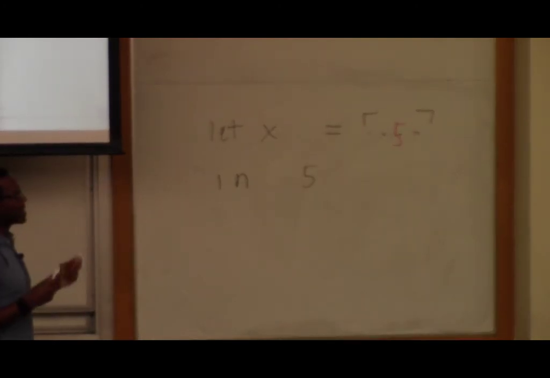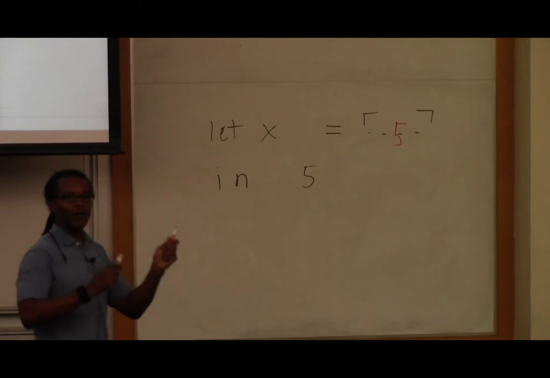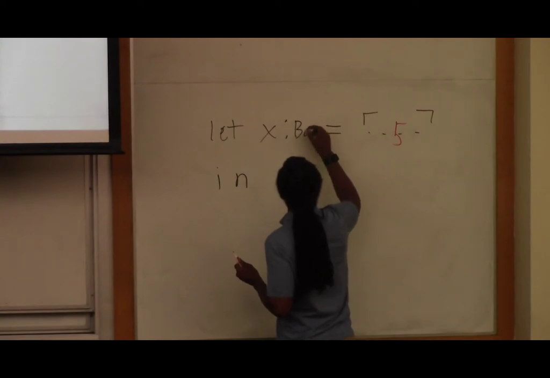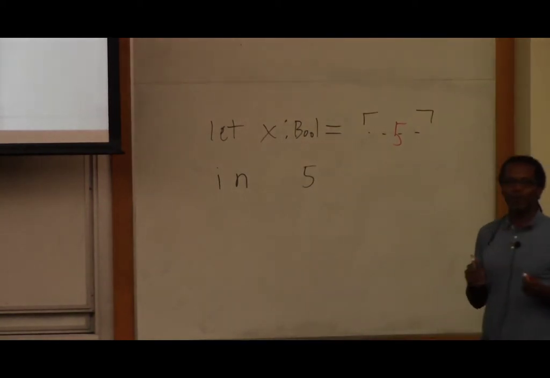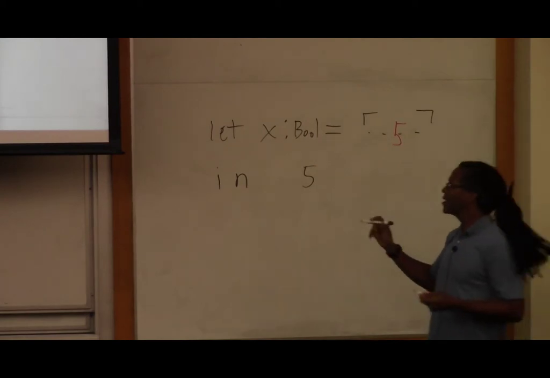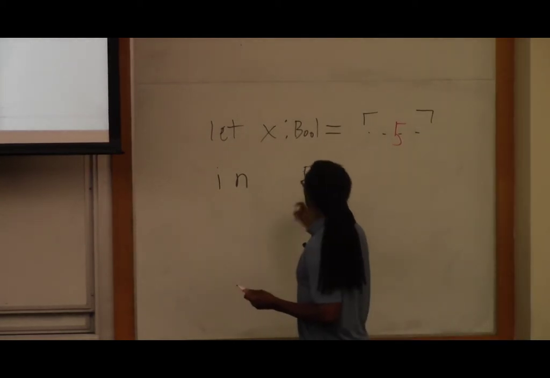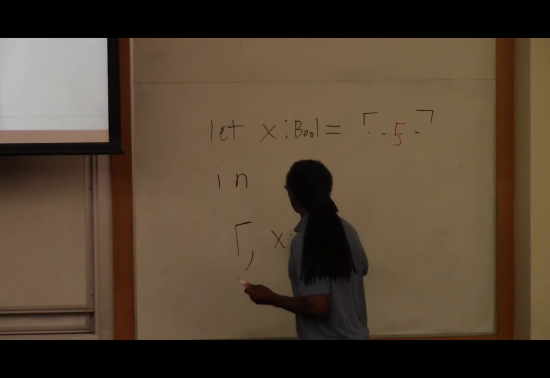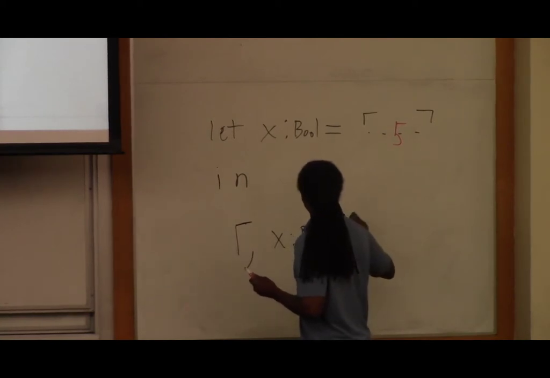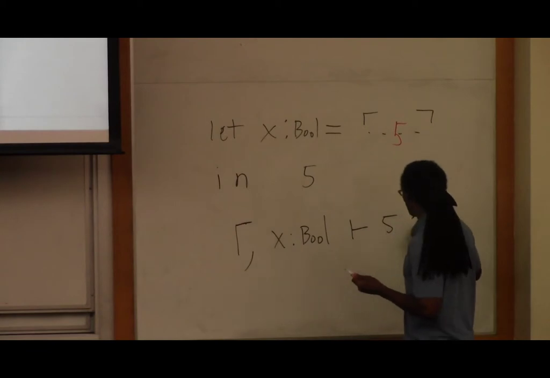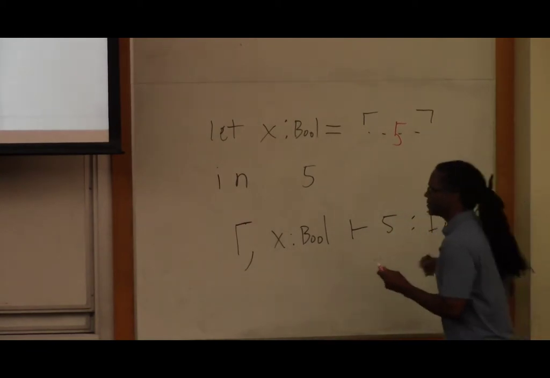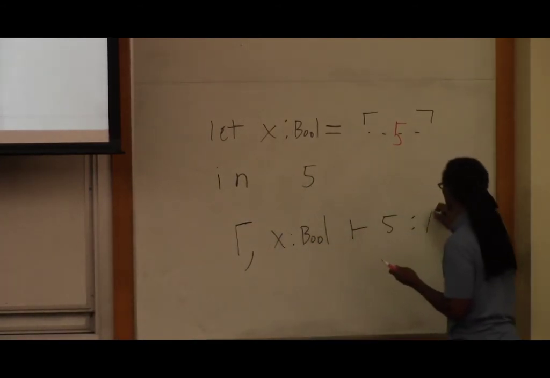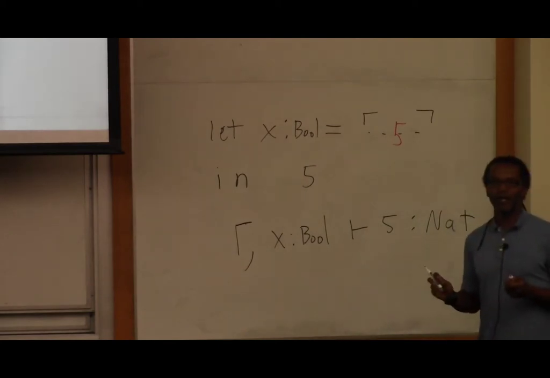Now, one thing I didn't do here is say anything about x's type. So maybe I'm going to be a little more careful in my static language and say, generally you should, when we think about formation rules for our programs, we'll often say that we want this thing to appear in a context where gamma says x has type bool, and then 5, and you'd expect this to have type int, right? Or nat. Kind of make sense?